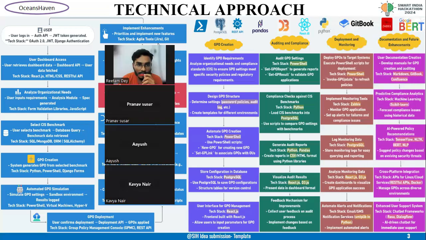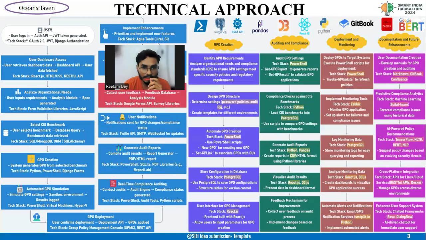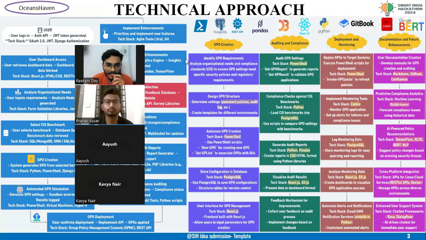Then I will explain how GPO is created. In GPO creation, first we identify GPO requirements. We analyze organizational needs and compliance standards (CIS) to ensure GPO settings meet specific security policies and regulatory requirements.